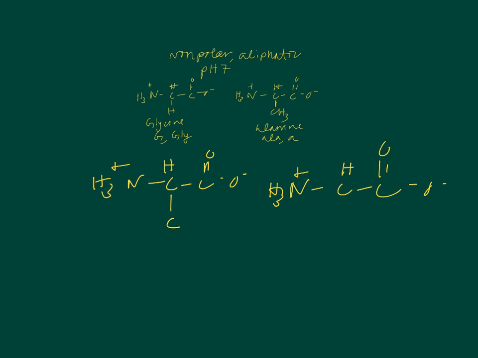The next one is valine. And coming off of this are 2 more carbons. And this one looks like a V. So this is valine, VAL, and a V. All right.